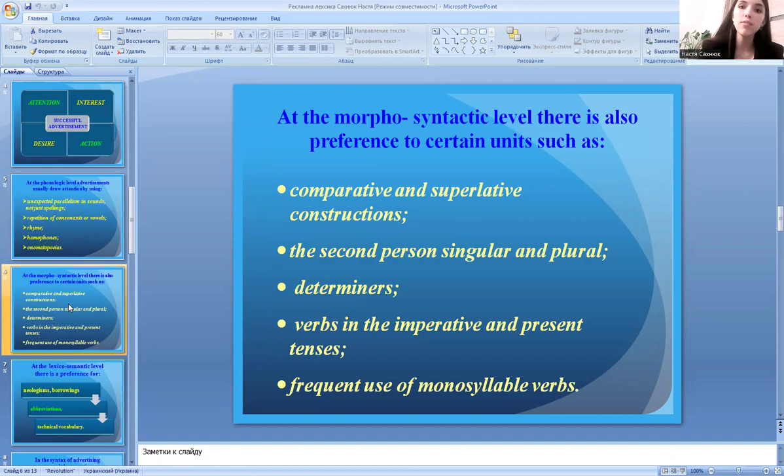At the morphosyntactic level, there is also preference to certain units such as comparative and superlative constructions, the second person, singular and plural, determiners, verbs in the imperative and present tenses, frequent use of monosyllable verbs. Furthermore, most of them are colloquialisms. These common verbs make advertising in English simple and easy to understand, which can give consumers a feeling of friendliness and help them to remember the products easily.